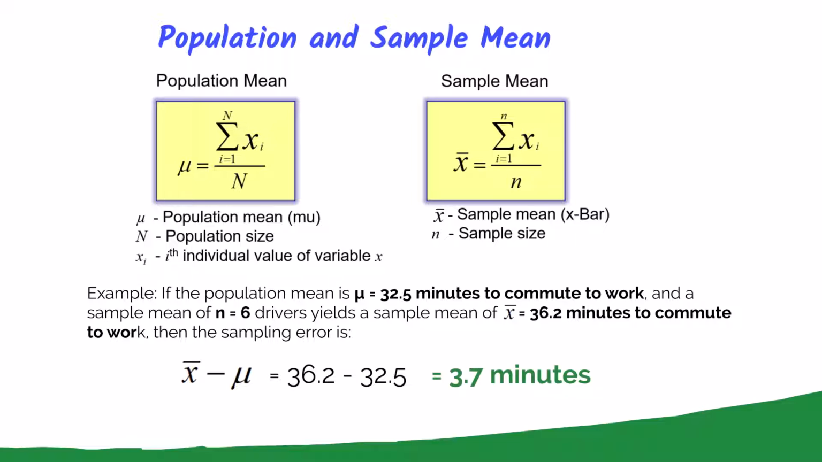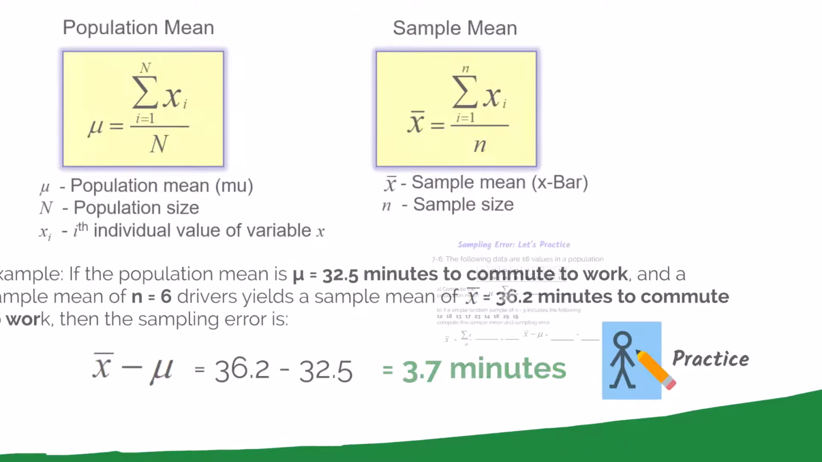In other words, we are acknowledging that our sample is not a perfect representation of the population because we are not studying the entire group. We are just studying a subset. So we must recognize that there's going to be a slight difference between the sample and the population data. Let's go ahead and take a look at another practice problem.